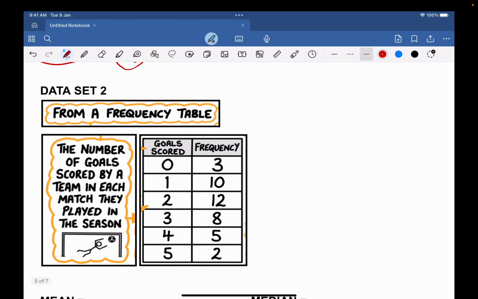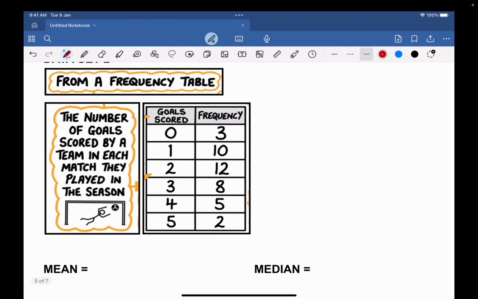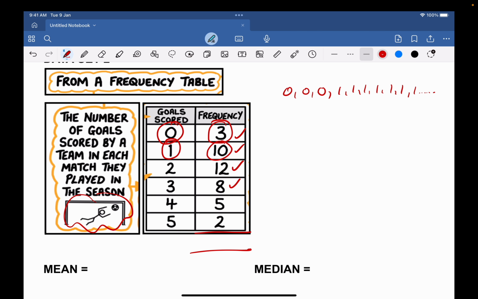Now data set 2, we can do a very similar thing, because this is about a football game, and 0 goals were scored in 3 games. So we could actually just create our list of individual scores, right? 1 goal was scored 10 times. Oh my goodness, this would take a long time, right? But we would then use those data points and add them all up, and then divide by however many there were. Now, however many there were would be 3 plus 10, 13, plus 12, 25, 33, 38, 40. There were 40 games played, okay? So the mean would be divided by the 40 games.